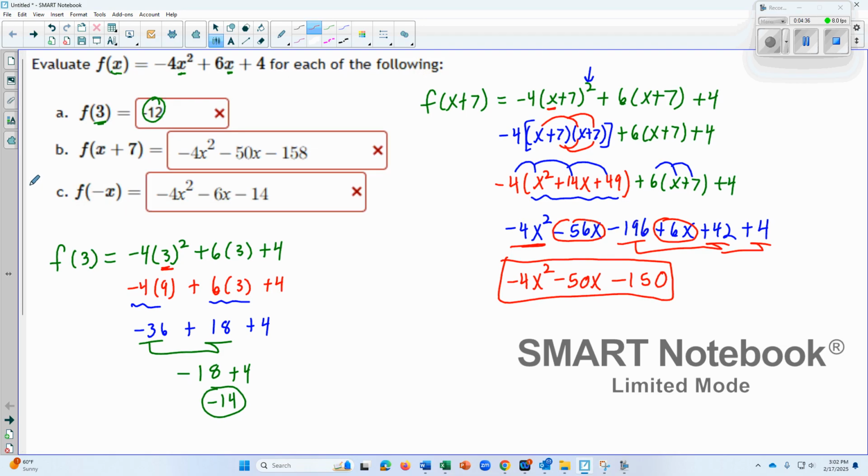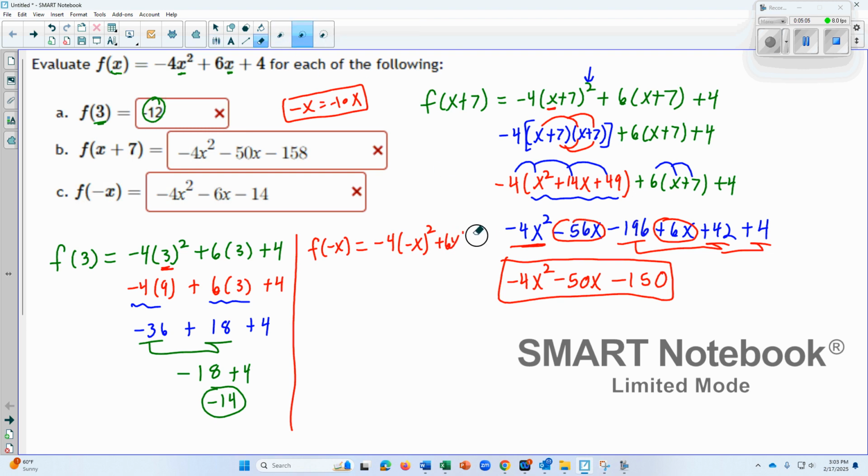And then the last part, we're going to plug in -x. And so let's see, I guess I'll try to fit it right here. So f of -x, which by the way, -x is just the same thing as -1 times x. So that's just shorthand for -x. So let's see, we're going to have -4 times -x squared, then plus 6 times negative x, and then don't forget about a plus 4 right there.